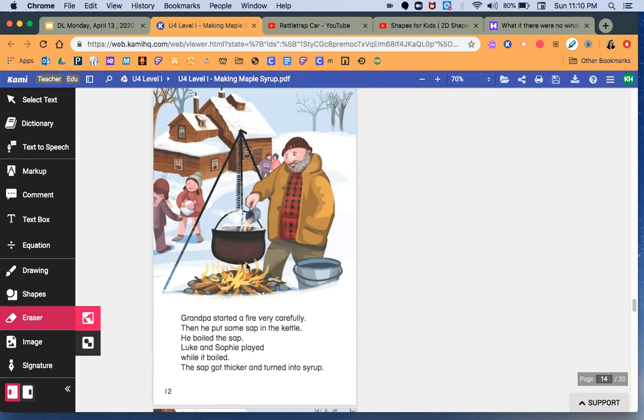So here's the kettle that they're using. A kettle would be another name for a what? For a big pot. Also, sometimes you might have a tea kettle, which boils water to make tea.